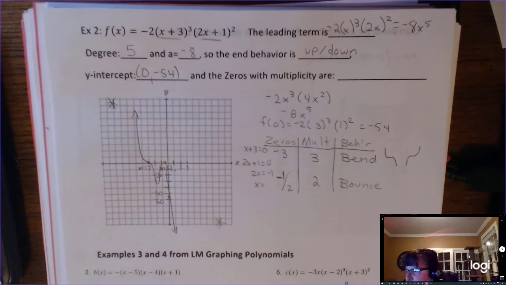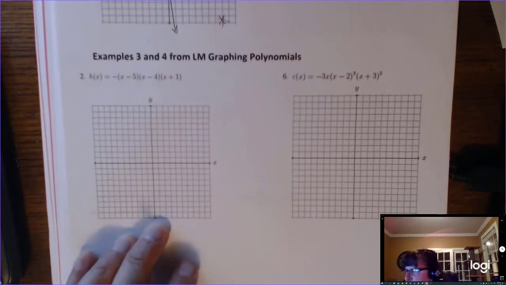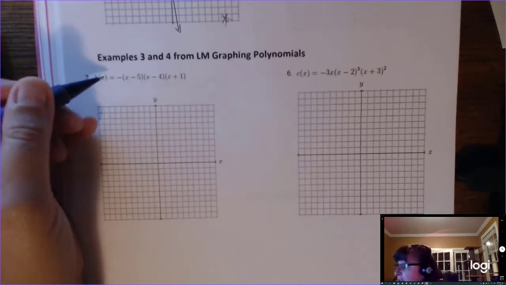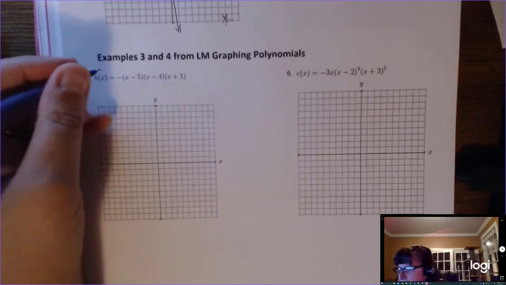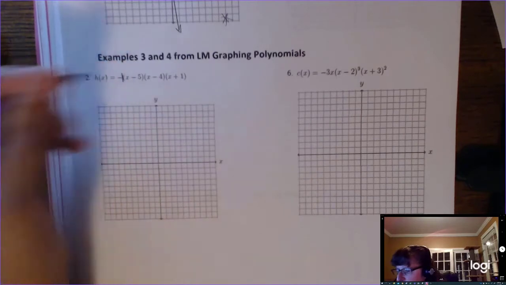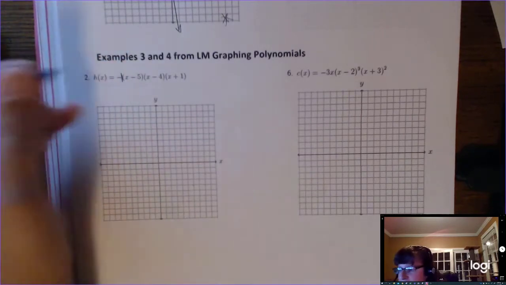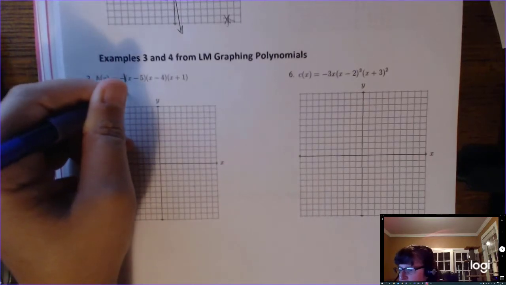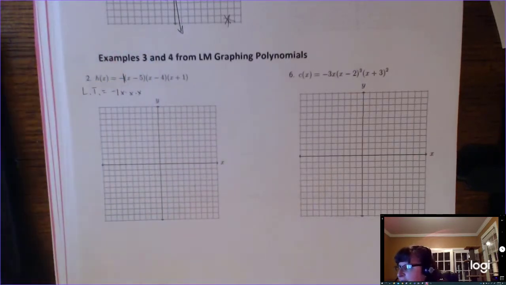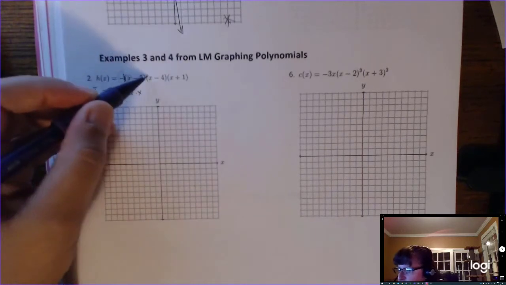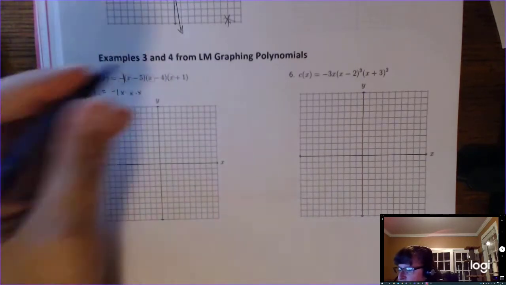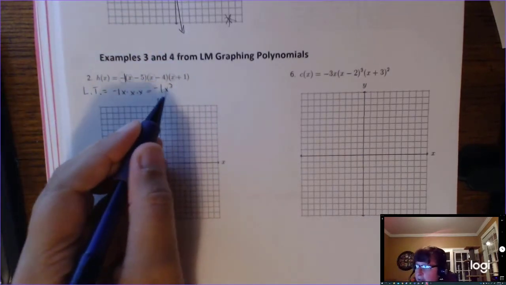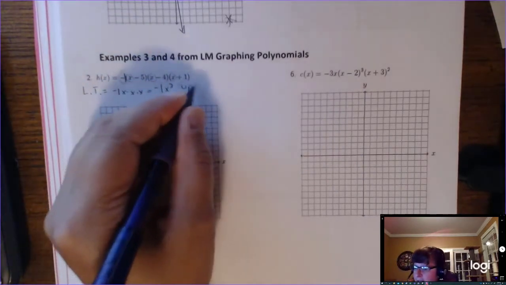Okay, so 3 more examples to go, and each one has something that you might need me to say. So this first one, what do you do with the negative? Well, this is an easy solution. You just make it a negative 1. So the leading term is negative 1 times x times x times x. Pull it from the leading term inside each factor. So that's negative 1x cubed. So that's an odd degree with a negative a value. Again, that's going to be up, down.